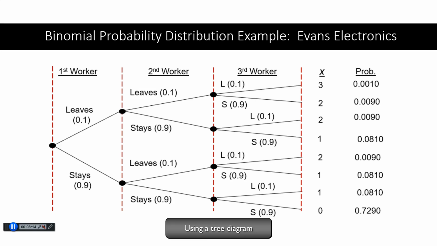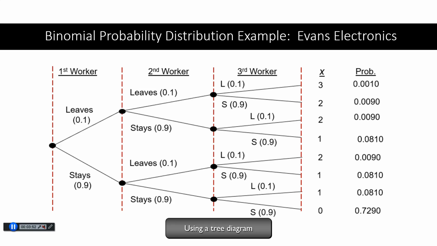We can also come to this conclusion by using a binomial probability tree diagram. So remember, leave is 0.1, stay is 0.9. You see that those probability values stay the same throughout, whether you're going from the first worker to the second worker and so forth. To get the total probability of that individual occurrence, you multiply, using the multiplication rule, the 3 probabilities together. So for example, if we look at the first worker leaving, the second worker leaving, and the third worker leaving, 0.1 times 0.1 times 0.1 is going to give me a probability value of 0.001, and my x is 3.